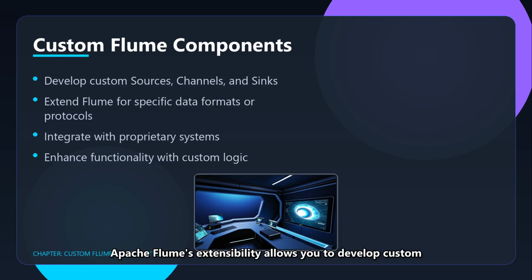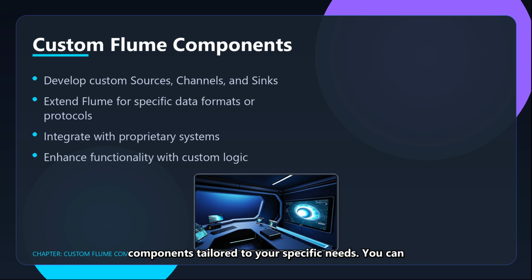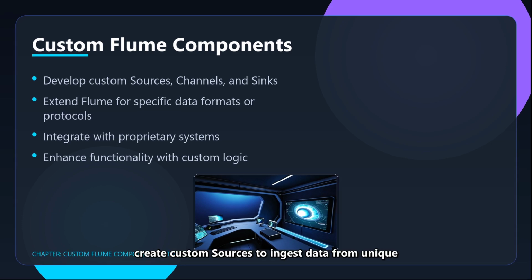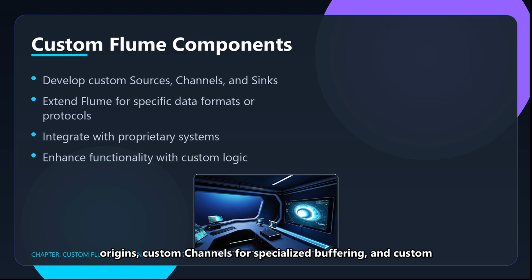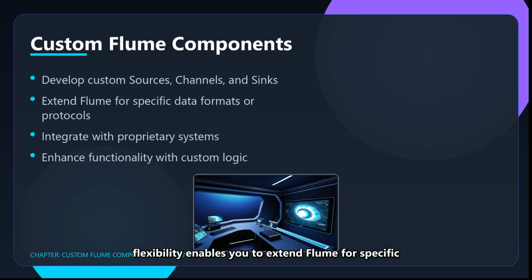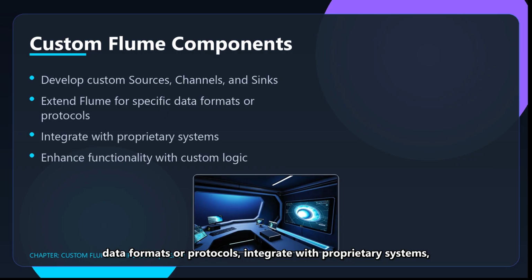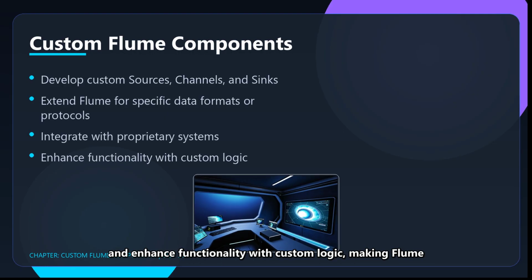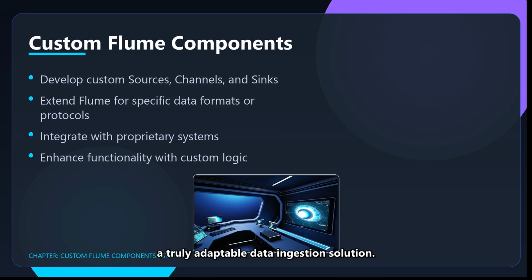Apache Flume's extensibility allows you to develop custom components tailored to your specific needs. You can create custom sources to ingest data from unique origins, custom channels for specialized buffering, and custom syncs to deliver data to proprietary systems. This flexibility enables you to extend Flume for specific data formats or protocols, integrate with proprietary systems, and enhance functionality with custom logic, making Flume a truly adaptable data ingestion solution.